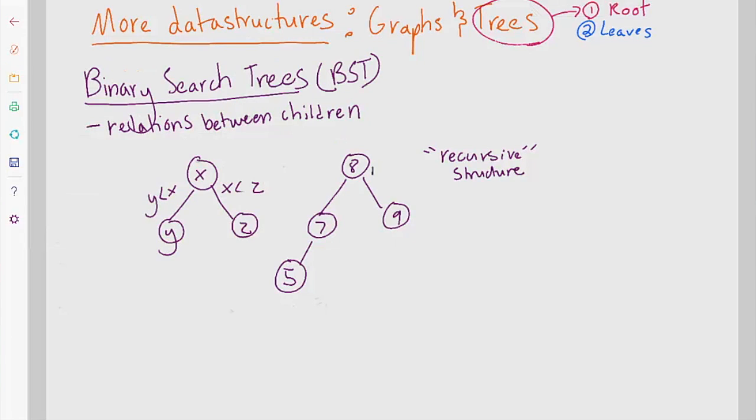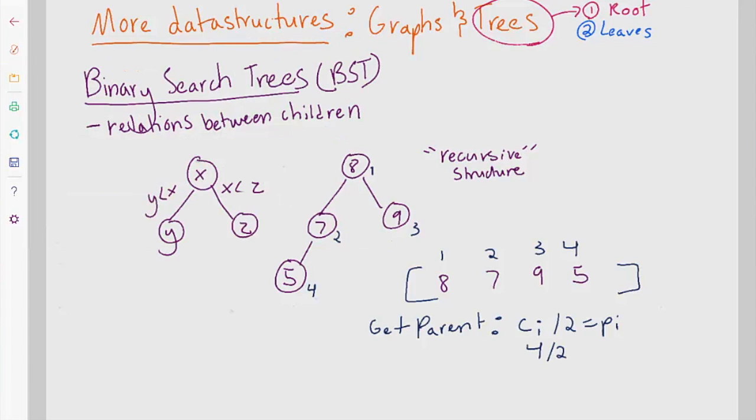Like our heaps, BSTs can be implemented as arrays as well. If we number our nodes, 8 labeled as 1, 7 is 2, 9 is 3, and 5 is 4, we can create an array. At slot 1, we have 8, slot 2, 7, slot 3, 9, and slot 4, 5.